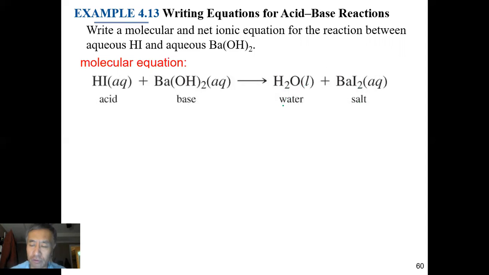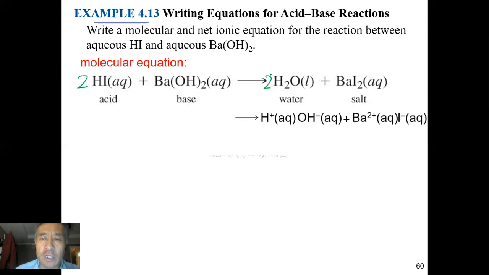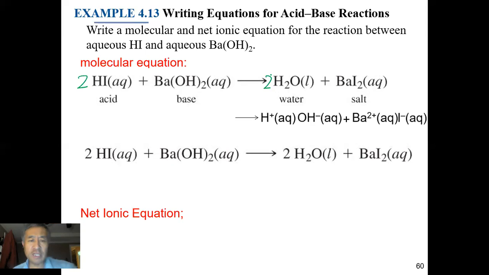Next, you want to balance the equation. To balance it, you just examine the atoms. For example, we have one I here and there are two in the product, so we put a 2 here. Then you will have 2 H plus and 2 hydroxide, which means you produce 2 water. Okay, now the equation is balanced. This is how we get the two products. So now the equation is balanced.